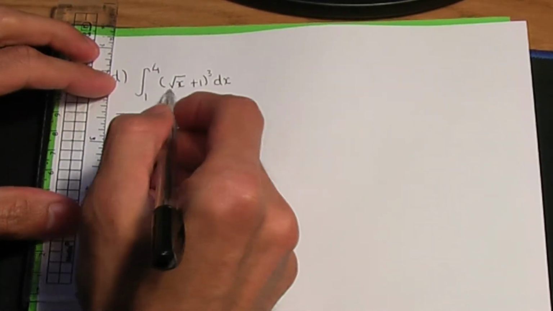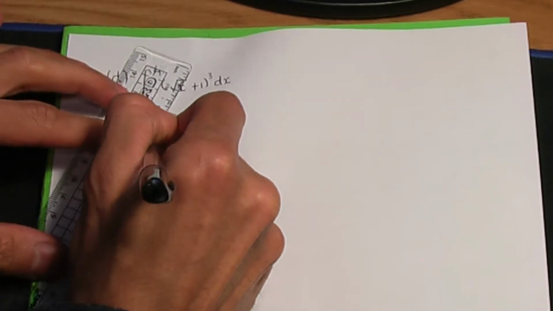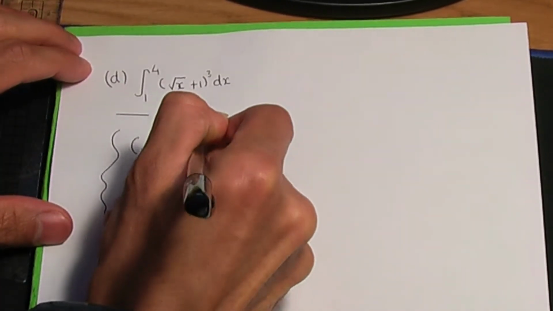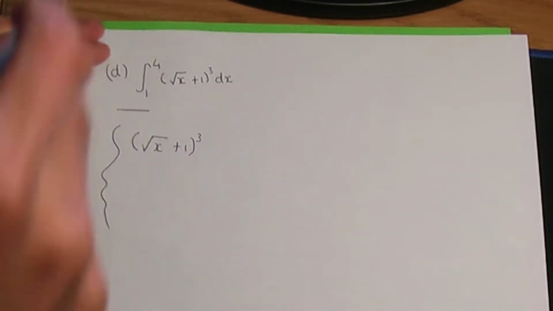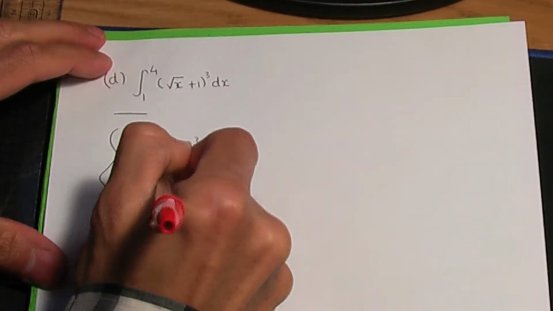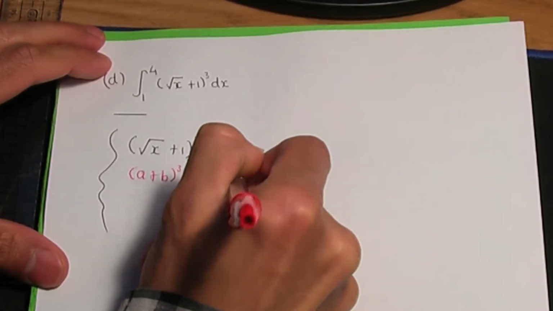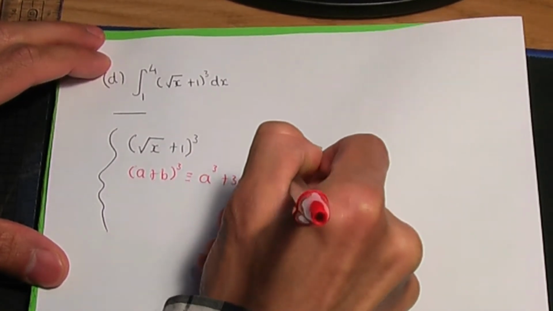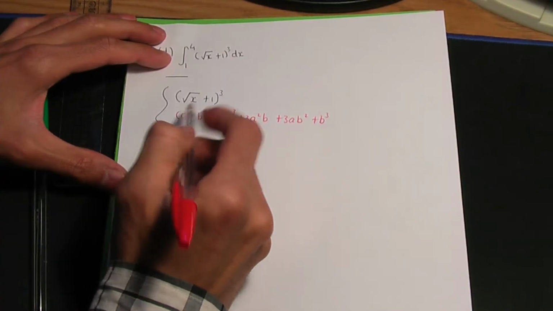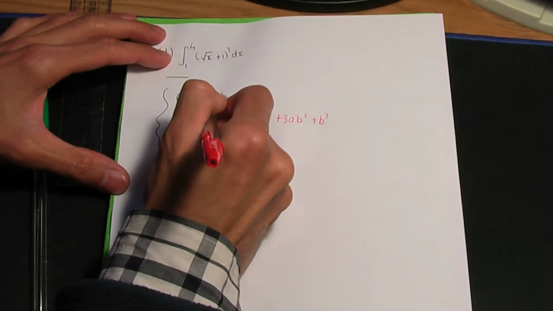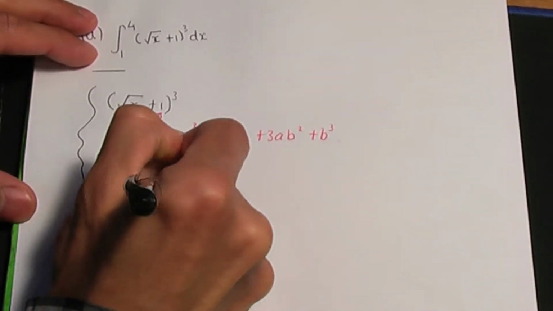So first of all, let me expand the integrand. So as a side calculation, let me expand the root x plus 1 cubed. To expand root x plus 1 cubed, I'm going to be using this identity. So I'm going to use the identity for a plus b cubed. And a plus b cubed has the form a cubed plus 3a squared b plus 3ab squared plus b cubed. So by comparison, we note that a is root x and b is 1. So let me make a note of that. So a is root x, b is 1.